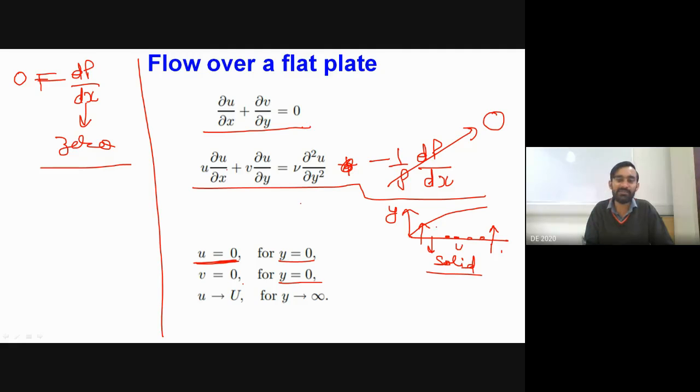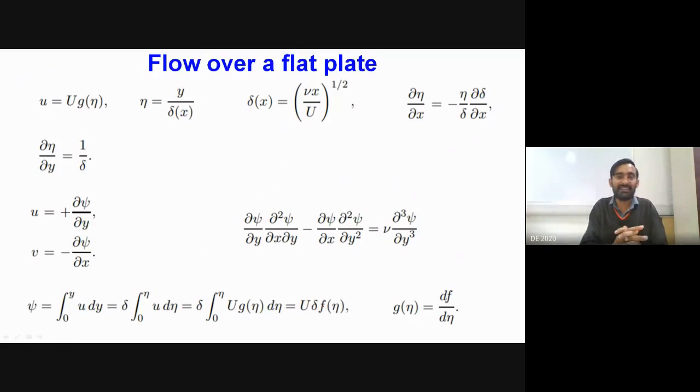So normal velocity also will be equal to 0 at y equal to 0. And as we move to a large distance away from the surface, our velocity will be constant. So u will tend to the free stream velocity when y approaches infinity. So these are our boundary conditions. Now, because this is a partial differential equation, once again finding a solution becomes difficult.